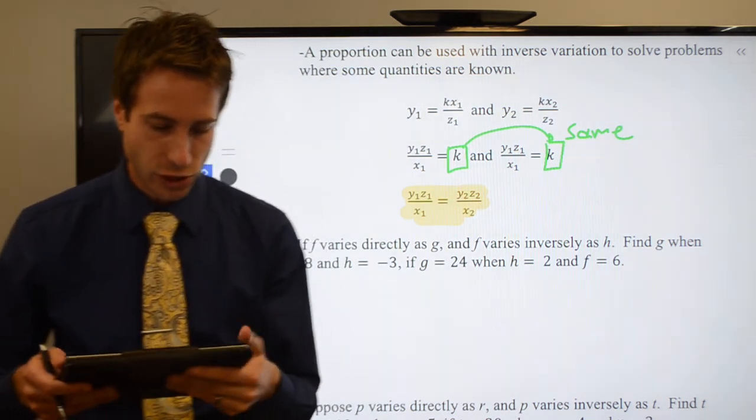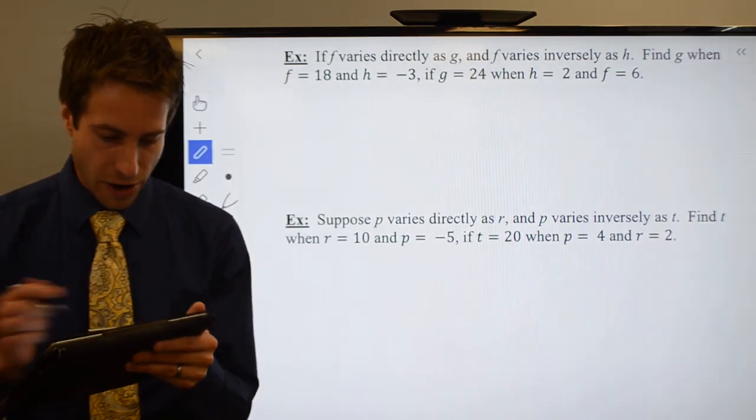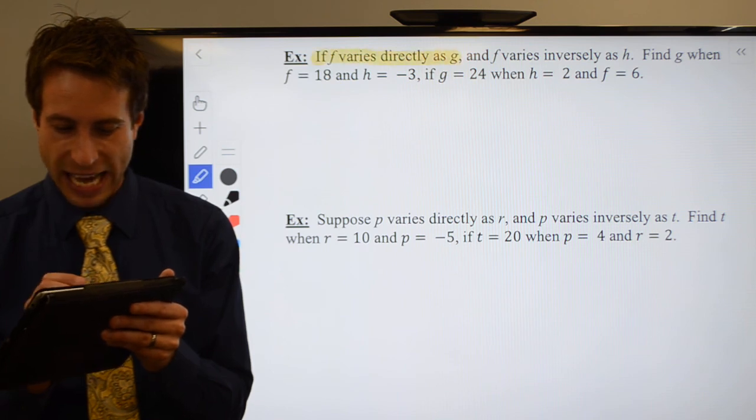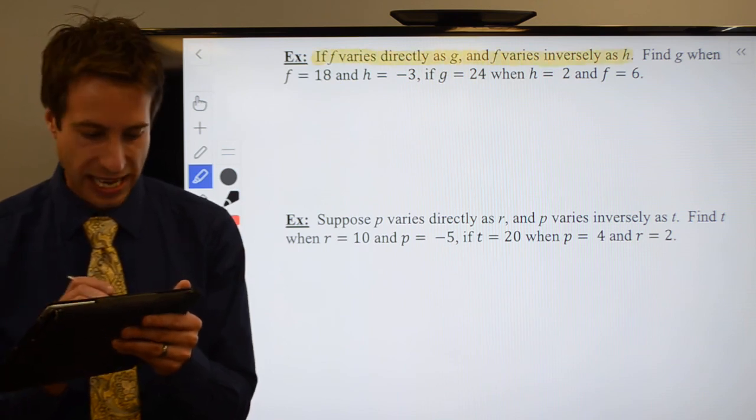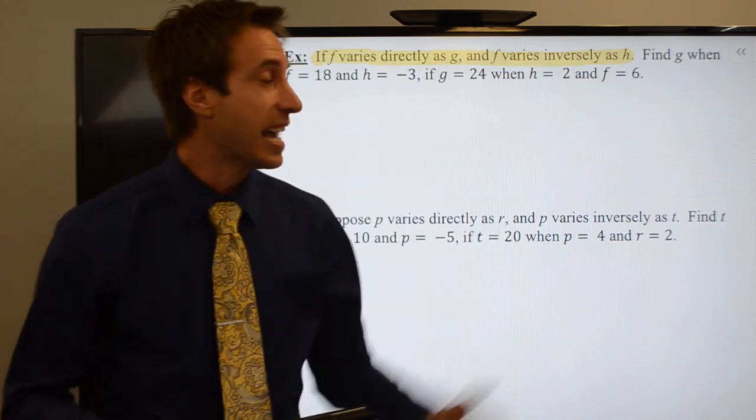All right, so here we go. Let's jump into it. We'll show you a couple of times. I think you'll catch on real quick. They're not that bad. Here's what I'm told. I'm told f varies directly as g and f varies inversely as h. So there we go. I know that I have combined variation, directly and inversely.